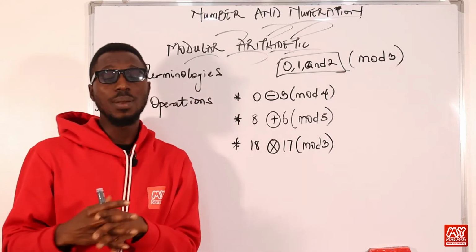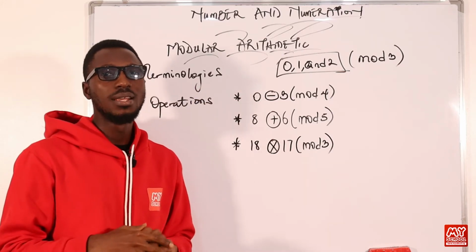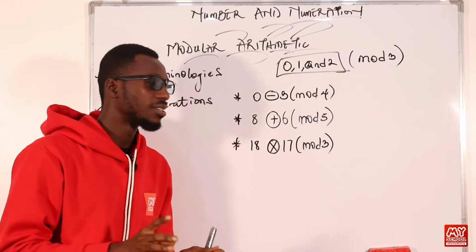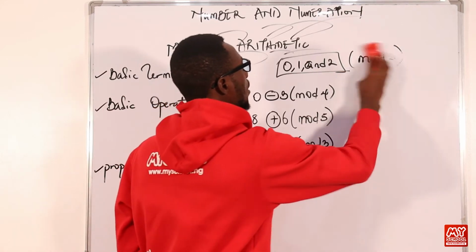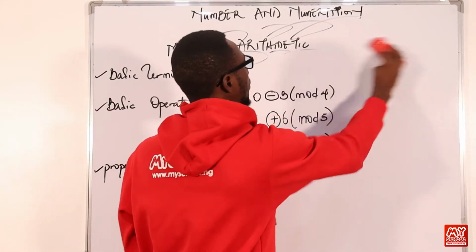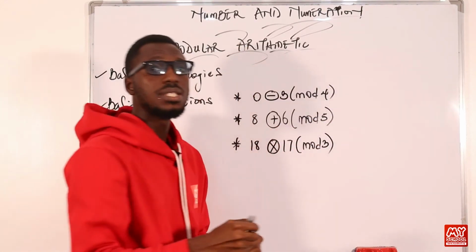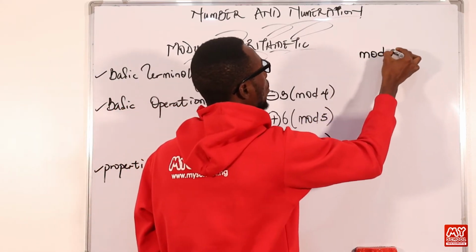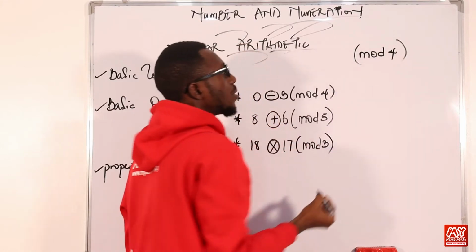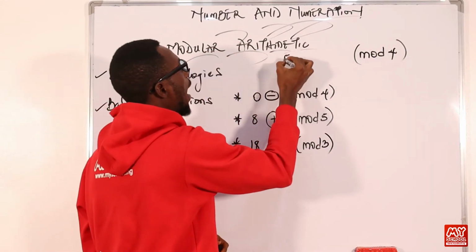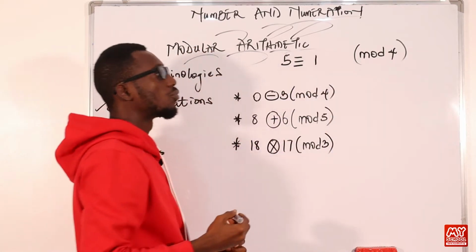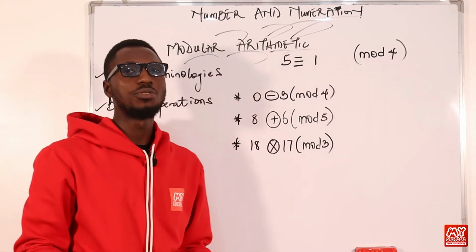Then there's another terminology that is very important that we should get acquainted with: congruence. Congruence carries the symbol of equivalence. For instance, imagine I'm working in modulo 4. I can say that 5 is congruent to 1 in modulo 4. How is that correct, you may ask?